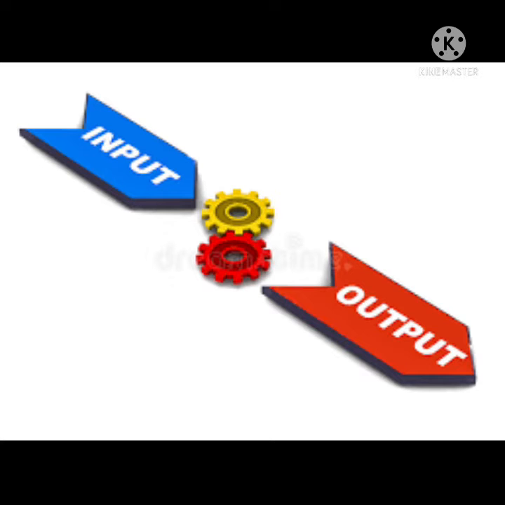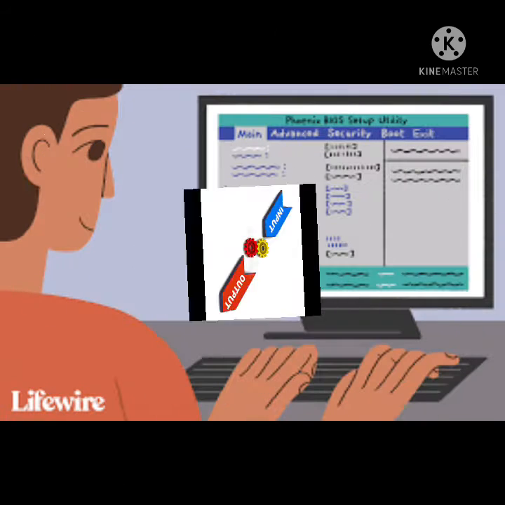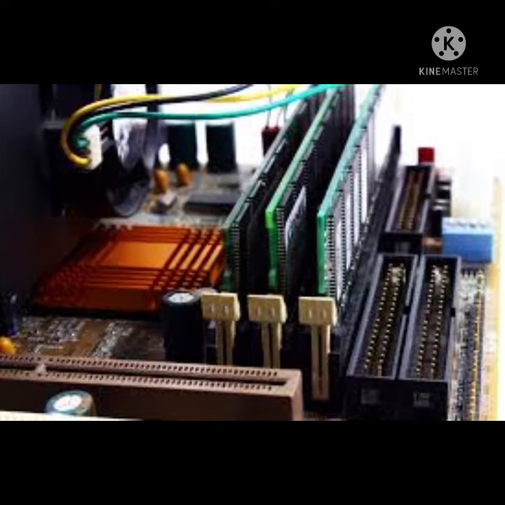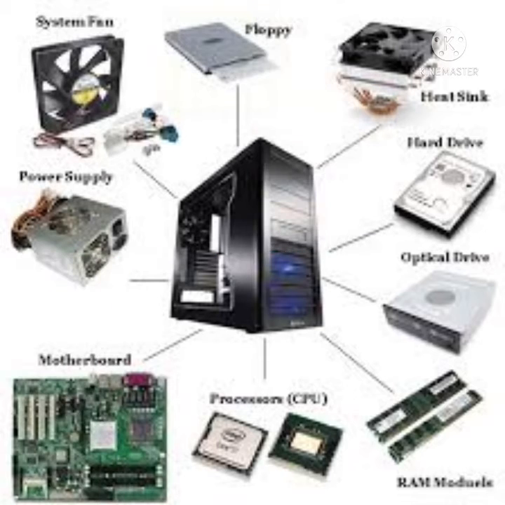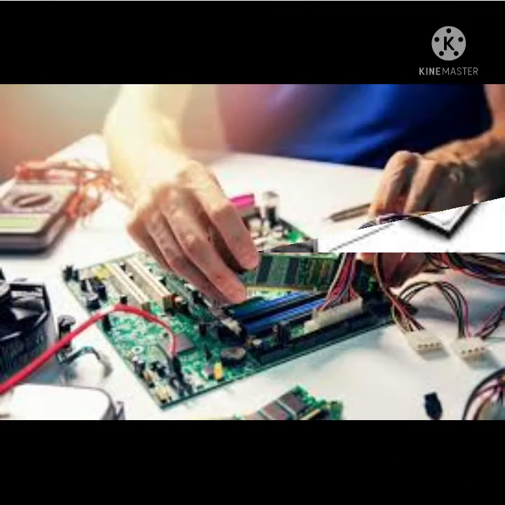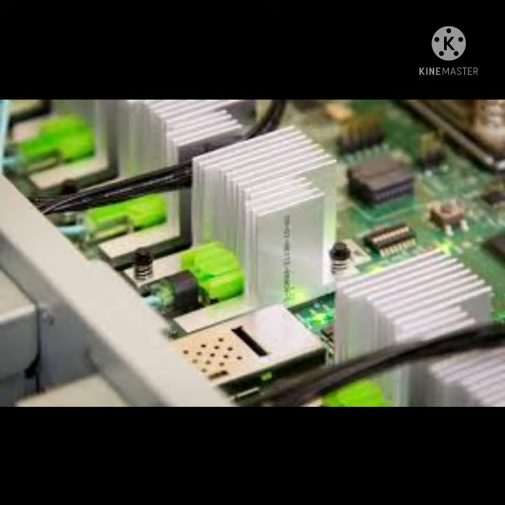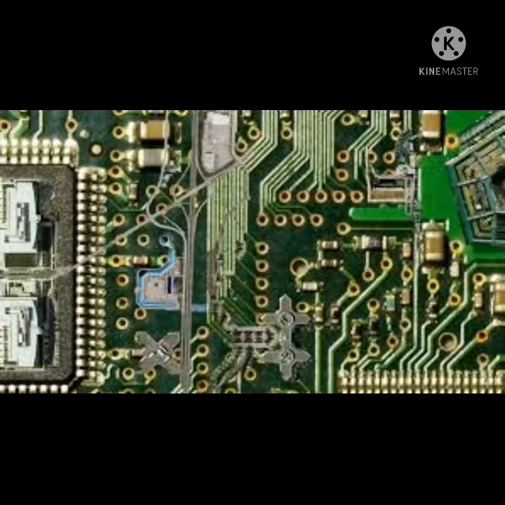A computer takes input, processes it, and produces output. Input is the set of instructions that we give to the computer. The computer executes the instructions. This is known as processing. The results that are shown after processing are known as output. Now let's see about computer devices.